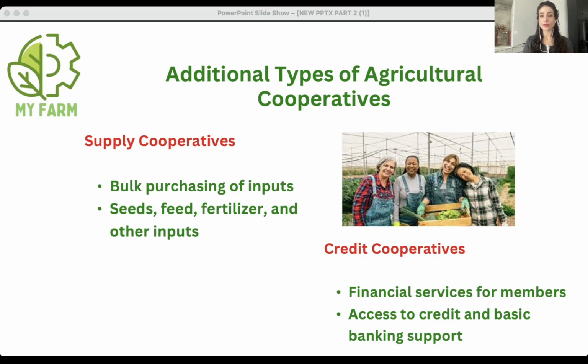In terms of additional types of cooperatives in the agricultural sector, we can see supply cooperatives, and this includes bulk purchasing of inputs like seed, feed, or fertilizers. We have credit cooperatives, and this includes financial services for members as an example.